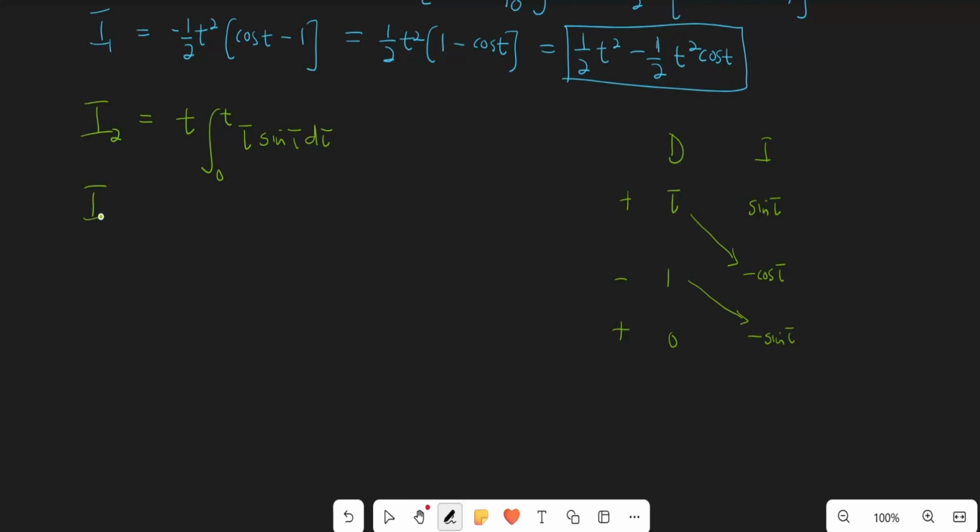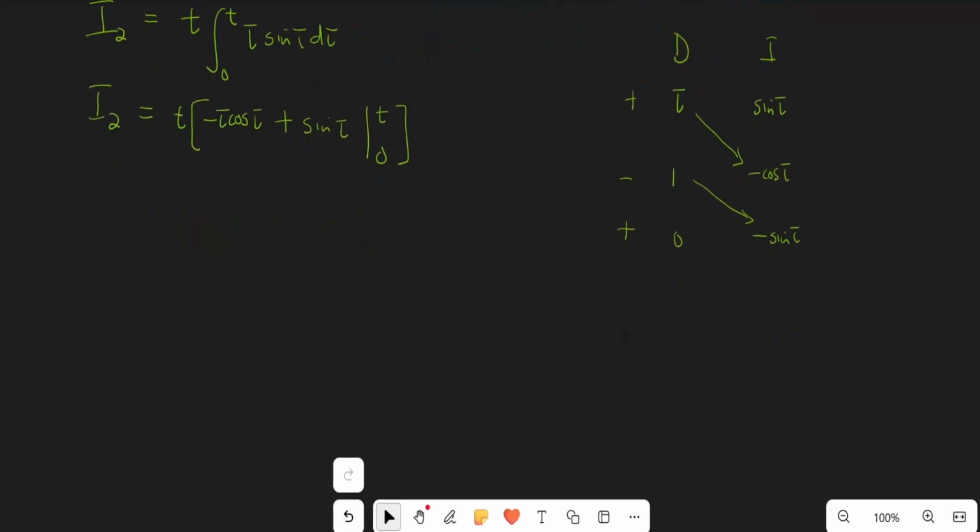So this I2 is equal to the product of diagonal terms. The first one is going to be negative. There's already t outside, which is what I have here. And then the product of diagonal terms: negative tau times cosine of tau. Now negative times negative is going to be positive, so plus sine of tau, like this, and then the limits of integration from 0 to t. The next one here is going to be 0 times the next one, which is 0 anyway, so there's no need to integrate for the third time. Cool stuff. So I2 is equal to what?